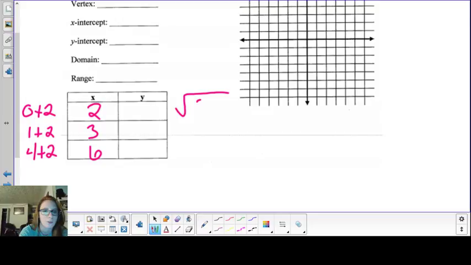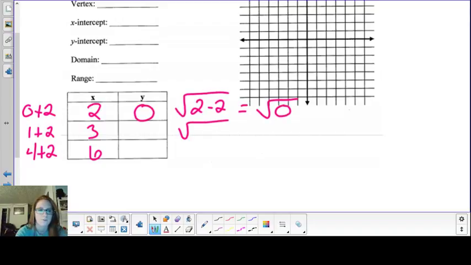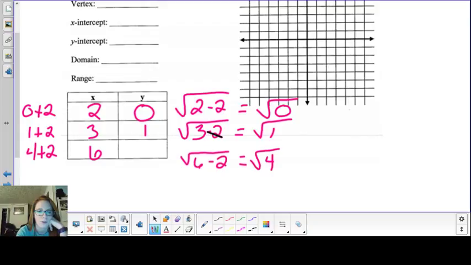So in here I have 2 minus 2, which is 0. And the square root of 0 gives me 0. Then I have 3 minus 2, which is 1. Square root of 1 is 1. Then I have 6 minus 2, which is 4. And the square root of 4 is 2.